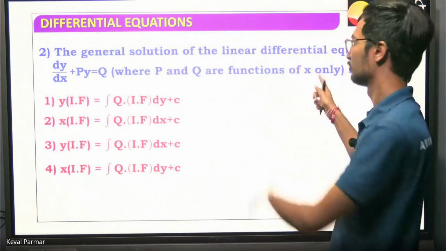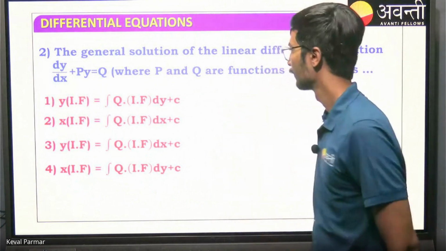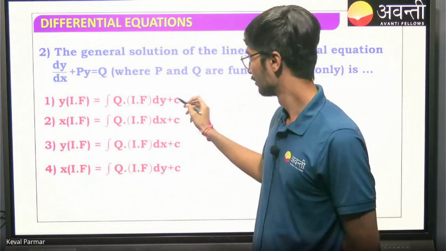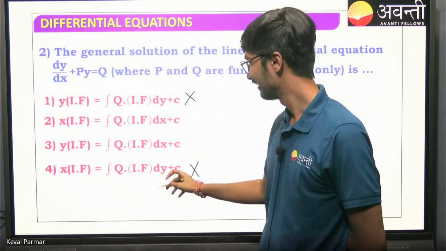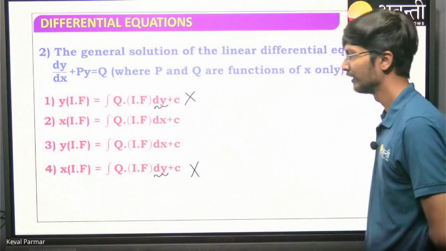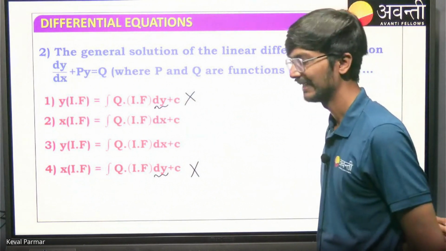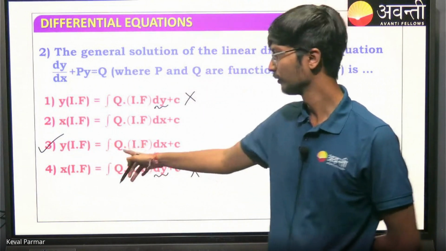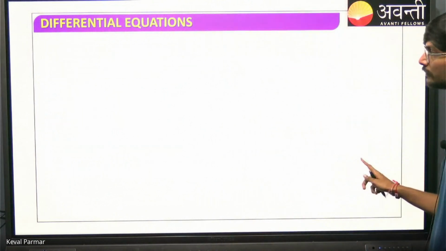What is the general solution? Again, p and q are functions of x. That means they should be integrated with respect to x. So, if we go according to this logic, this option and this option are gone, because here integration is with respect to y. So only two options are left, the second and third. Third one, superb. y into the integrating factor equals ∫ q times the integrating factor dx plus c. Very good. Let's see the next.